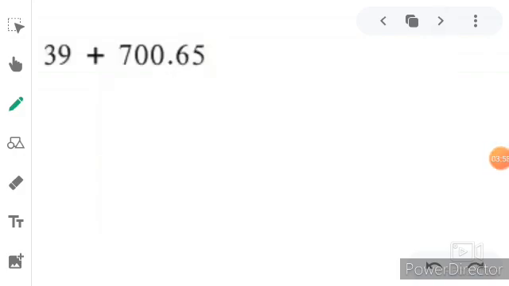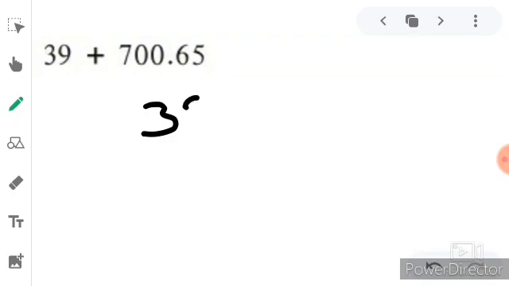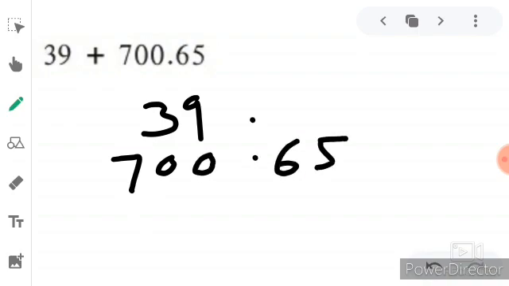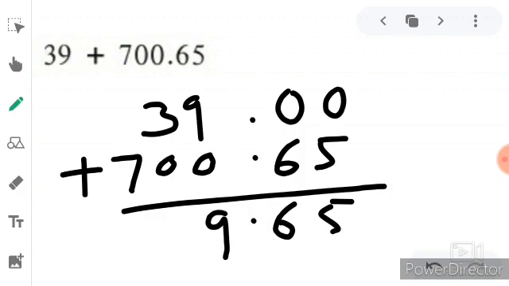Now the next example. Here we arrange the numbers first and then we solve it. 39.700, two zeros, plus 0.65. We will consider 0 here because no numbers are given, so that's why we consider that 0. So 0 plus 5 is equal to 5, 0 plus 6 is equal to 6, decimal point as it is, 9 plus 0 is equal to 9, 3 plus 0 is equal to 3 and 7 as it is. So our answer is 739.65.